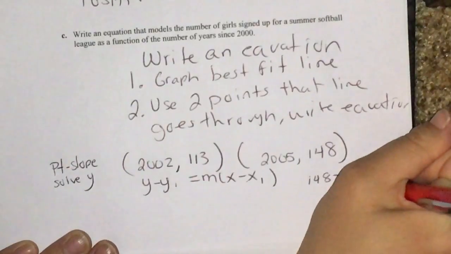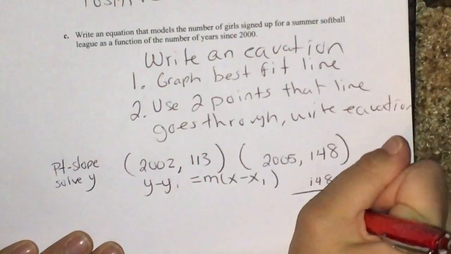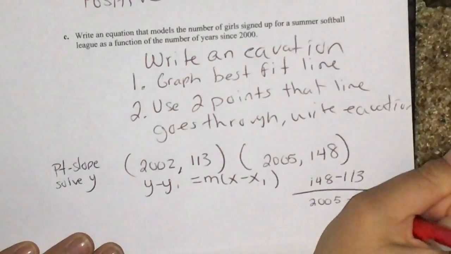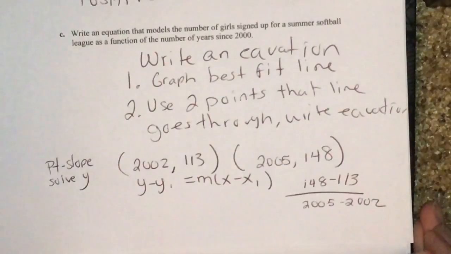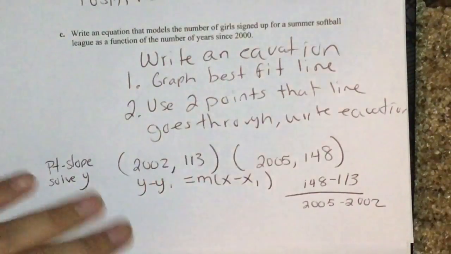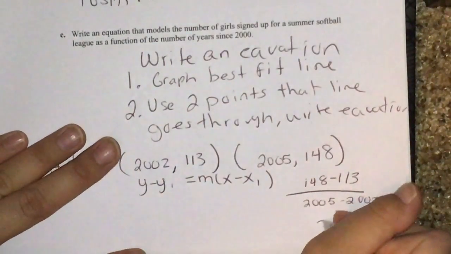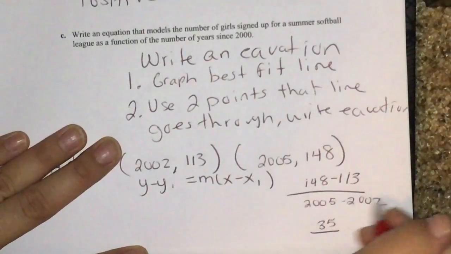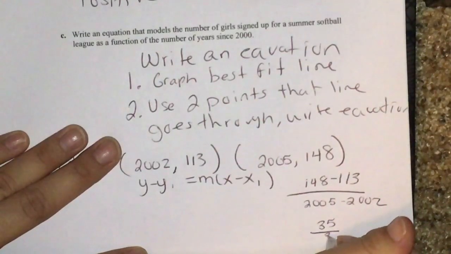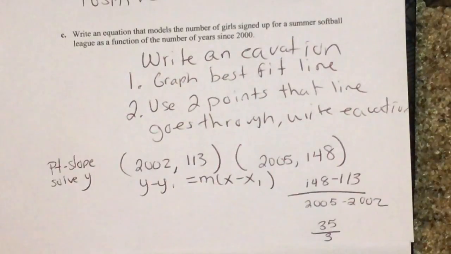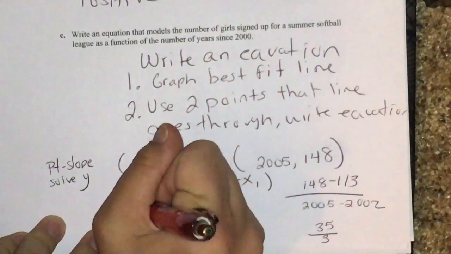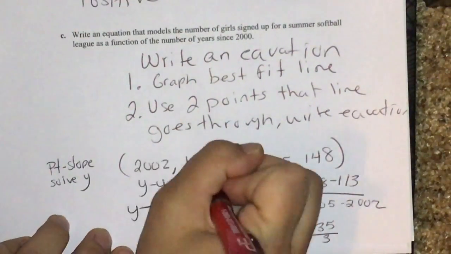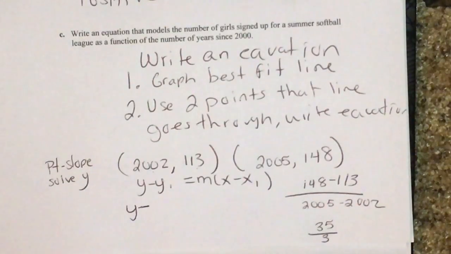148 minus 113 over 2005 minus 2002. So 148 minus 113 is 35 over 2005 minus 2002 is 3. So we have 35 over 3 is our slope. So now we can plug in for point-slope form. I'm going to use my first point to write in point-slope form.